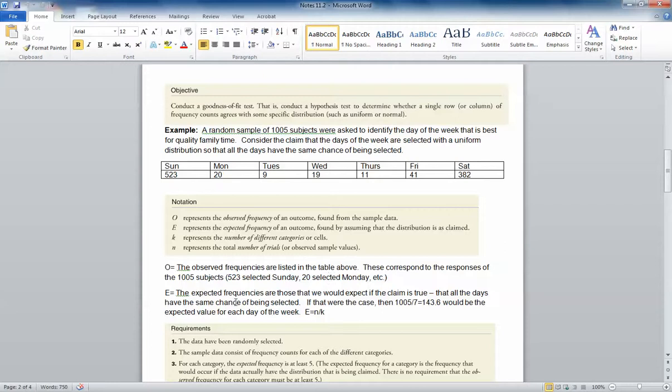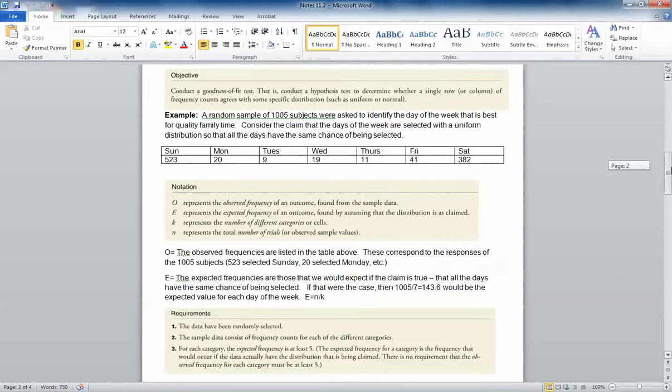The expected frequencies are those we would get if the claim is true, that all the days have the same chance of being selected. If that were the case, then 1,005 subjects divided by 7 is equal to 143.6. That's a uniform distribution, and that would be the expected value for each day of the week. E is equal to N divided by K.